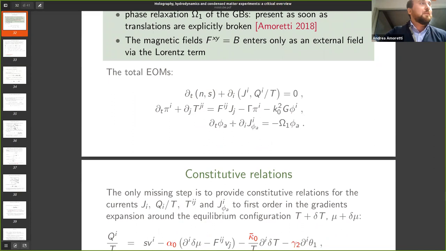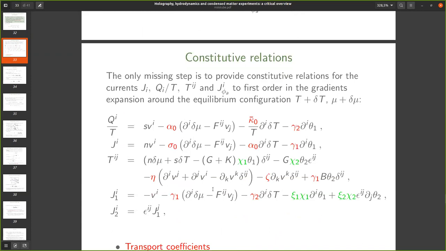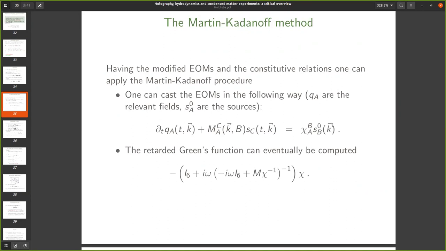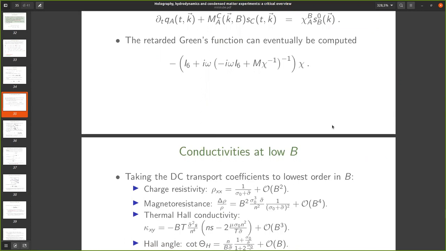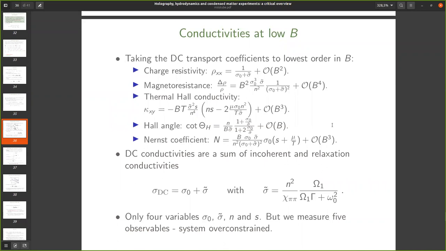So we all agree. Now we solve, do the Martin-Kadanoff with those equations as they are and determine the finite frequency response of the system. Okay, no issue. Now we take the DC limit of those expressions and look at the small b as well, which is what Andrea does on the next page. Right, so it should basically stay here.